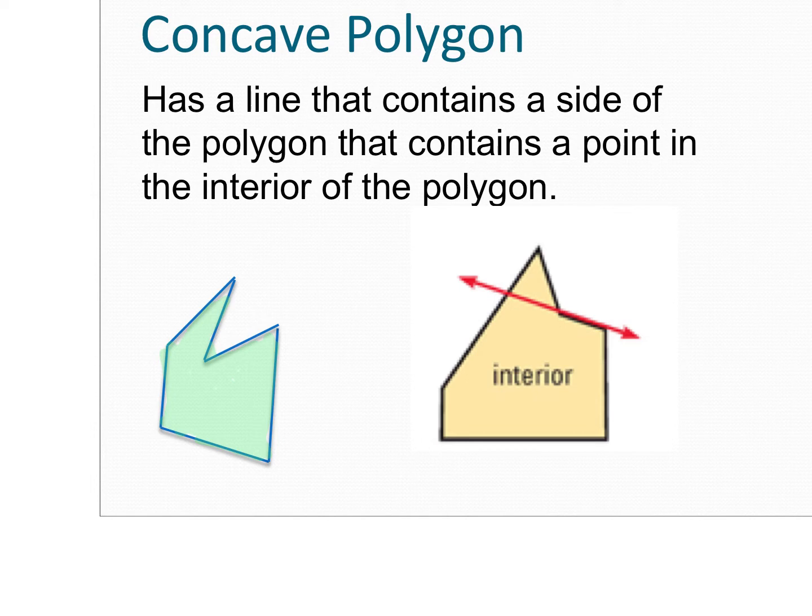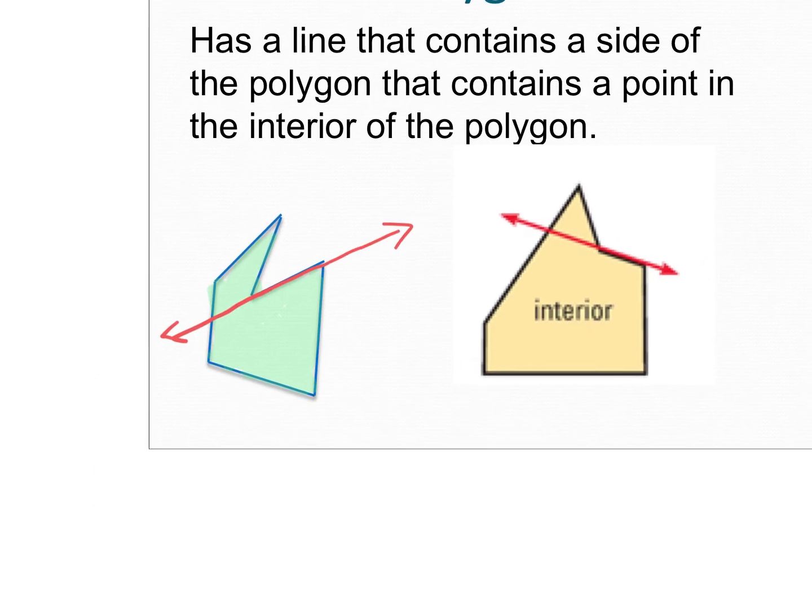So notice if I were to trace over this side right here, the red line is now in the green, making it concave. So again, another way to think of it is this side right here looks like it's caving in. That's a little clue for me that something would be concave if one of the sides looks like it's going to the inside. But a way to officially check it is to trace over the sides, and if it forms a line and it goes into the green, the interior there, then it's concave. If it doesn't, then it's convex.